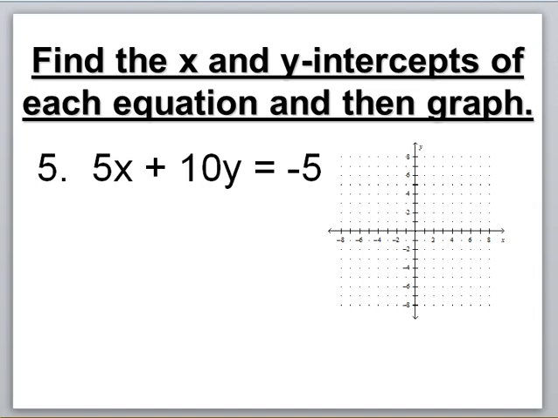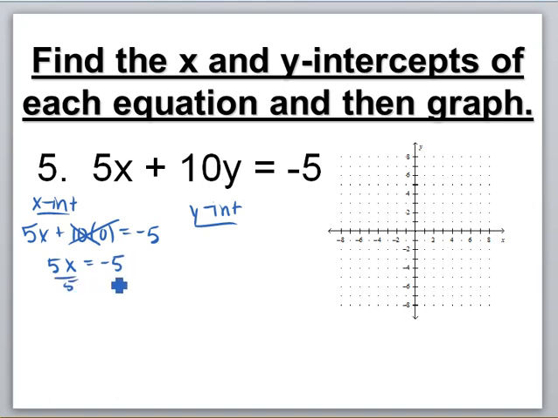The next example, let's find the x and y intercepts so we can graph it. So I have the x-intercepts and I have the y-intercepts. My x-intercept, I would say I have 5x plus 10 equals negative 5. 0. 5x equals negative 5. Divided by 5 is negative 1. On the x-axis, we'll graph that here in just a minute.